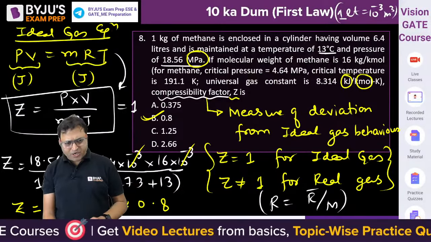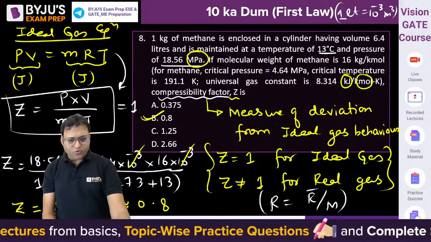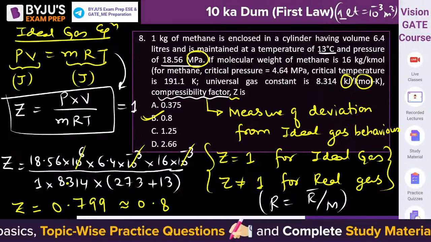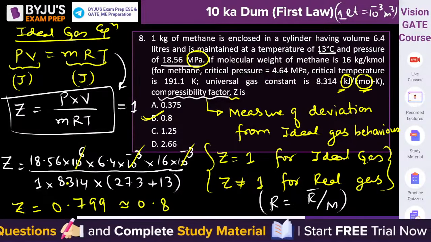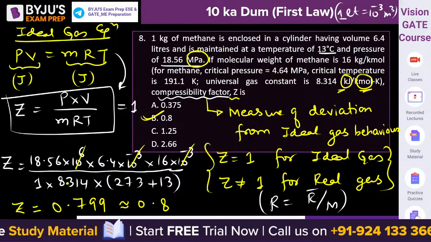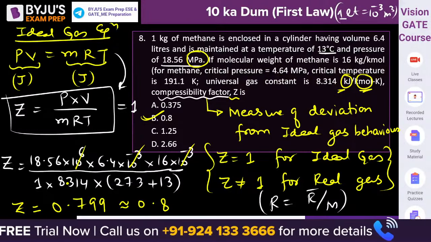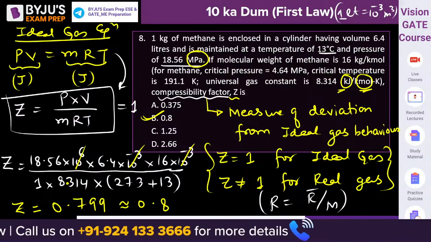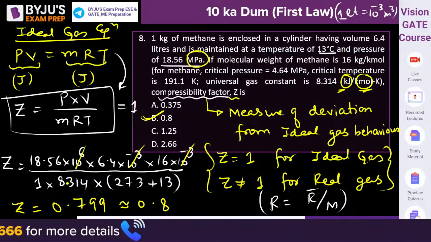मैंने गड़बड़ कर दी ना. 18.56 multiplied by 6.4. 8.314 ही तो होगा, क्योंकि किलोजूल को भी जूल में कन्वर्ट कर दिया और किलोमोल को भी तो मोल में कन्वर्ट कर दिया. So into 6.4 into 16 divide by 8.314 into 273, 283, 286. 0.79 है, तब आएगा 0.79 है. If you put 8.314, then you will get 0.79.